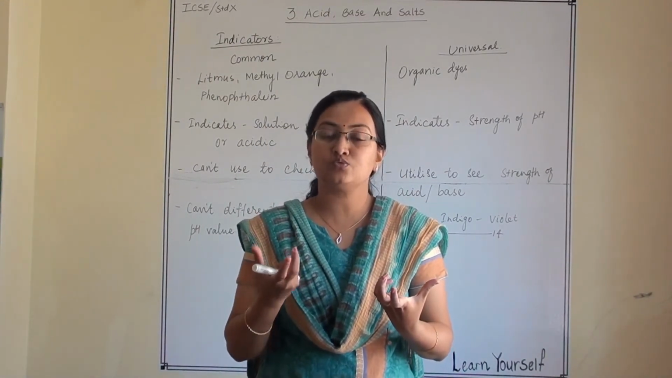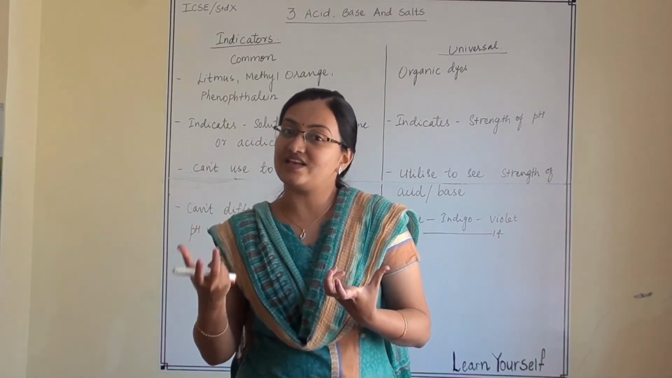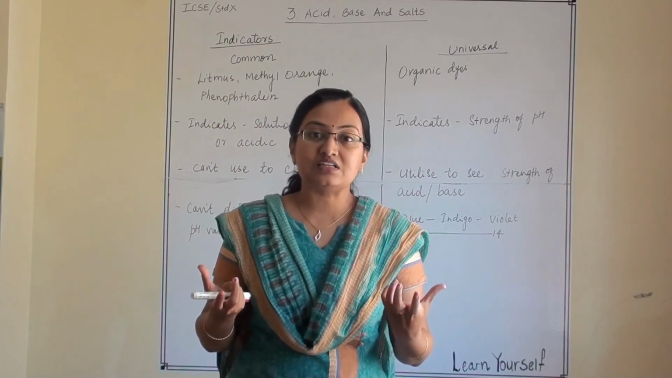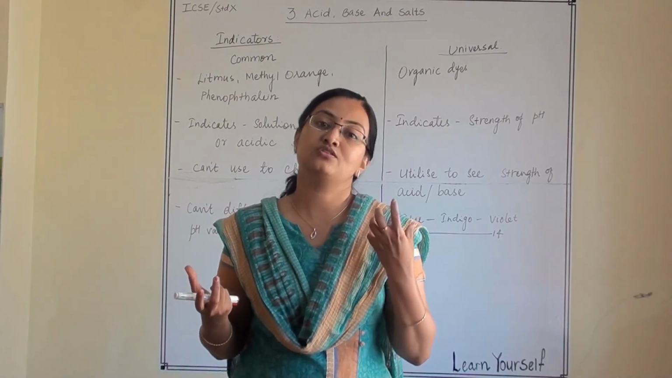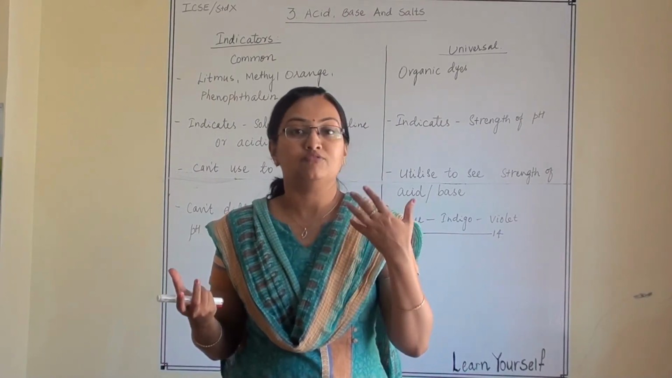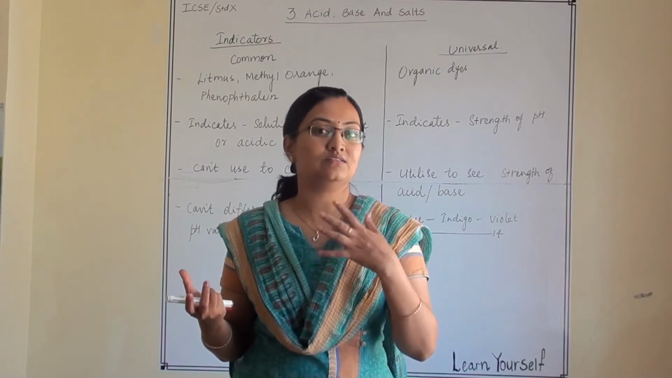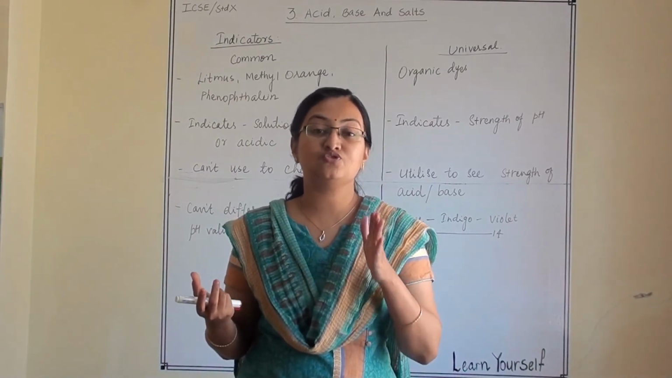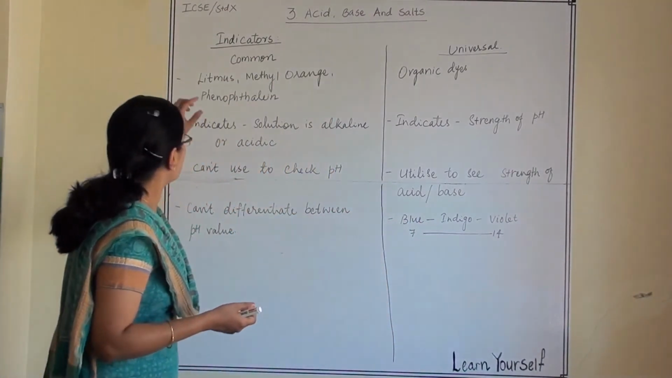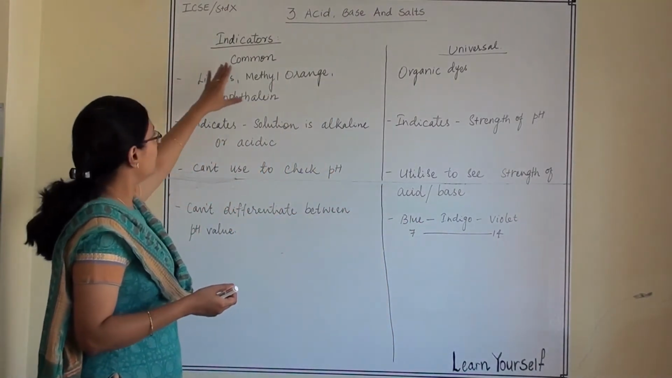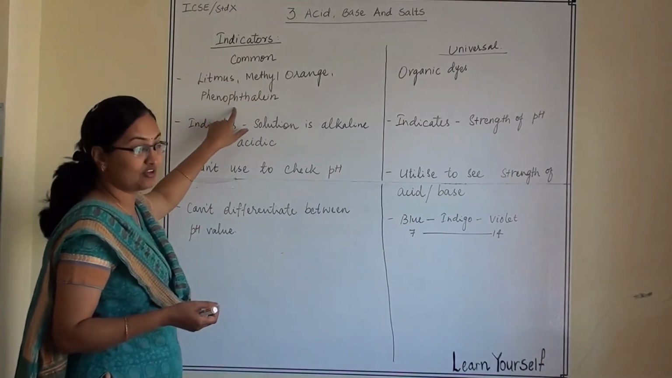Common indicators will only show a color change and only show whether it is acidic or basic. The universal indicator will perfectly show you the pH of the solution. From the pH you will obviously get to know whether this is an acid or a base, but the perfect pH will show you the strength of the acid or base. So here are the examples. What are the common indicators? Litmus, methyl orange and phenolphthalein.